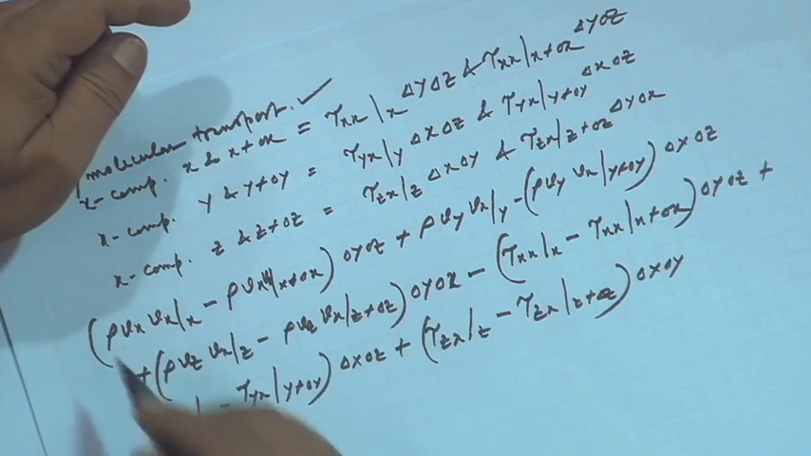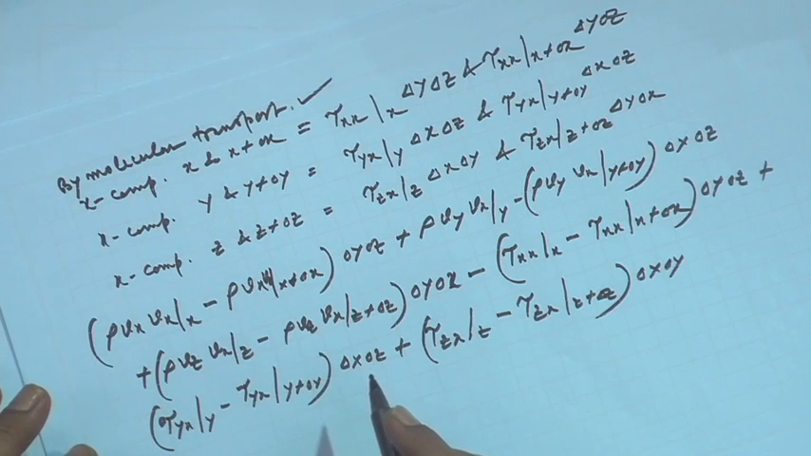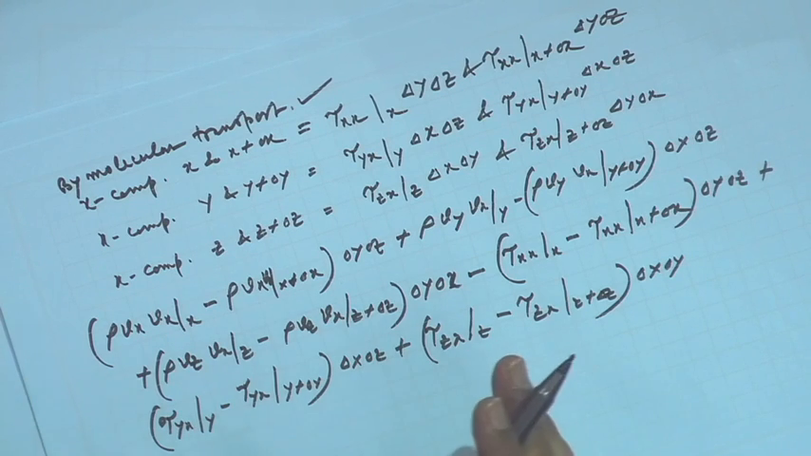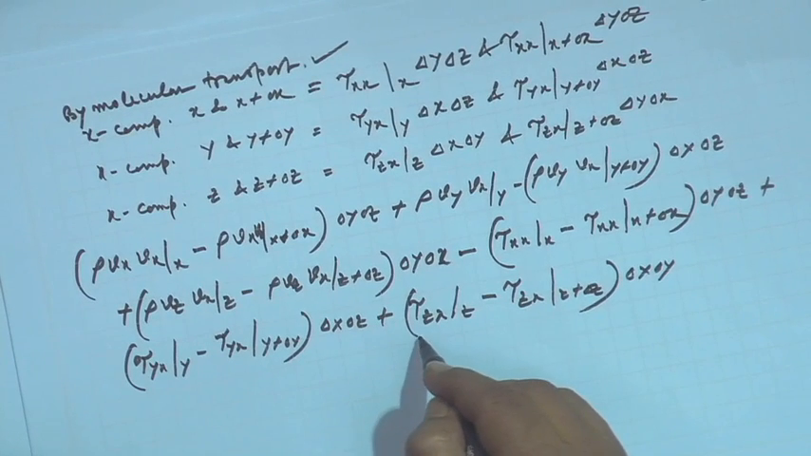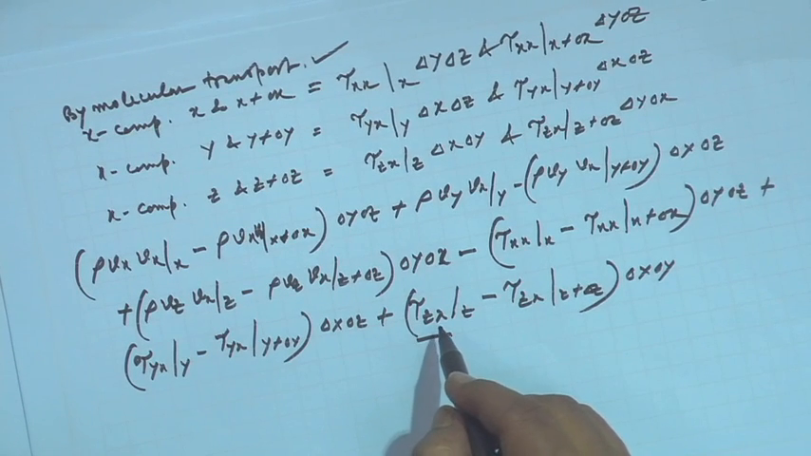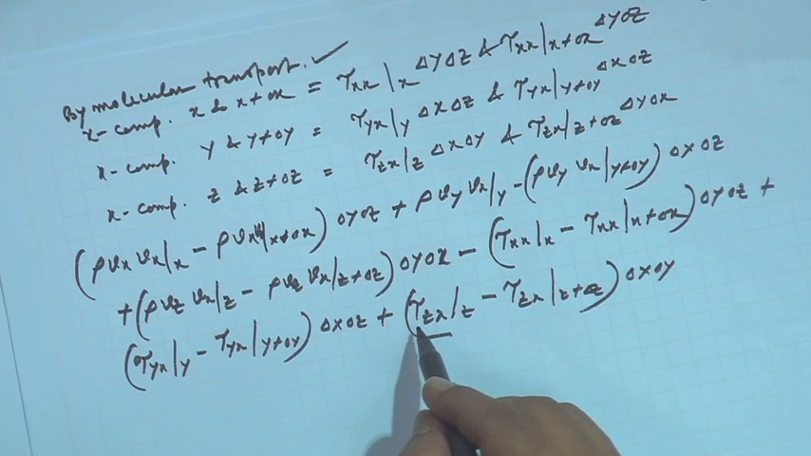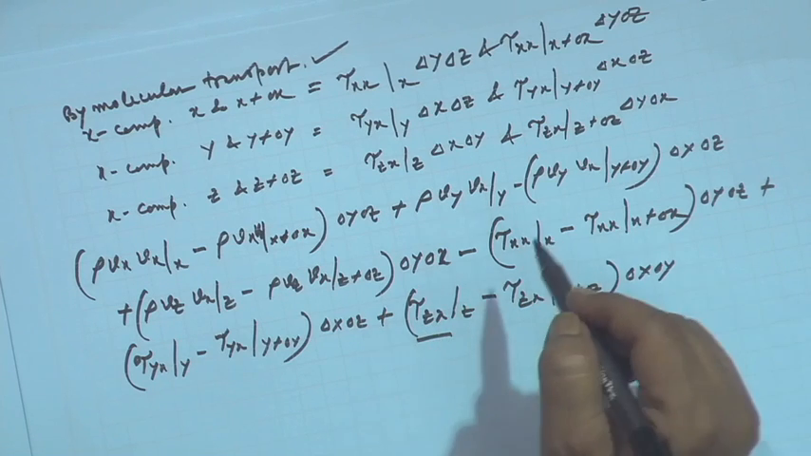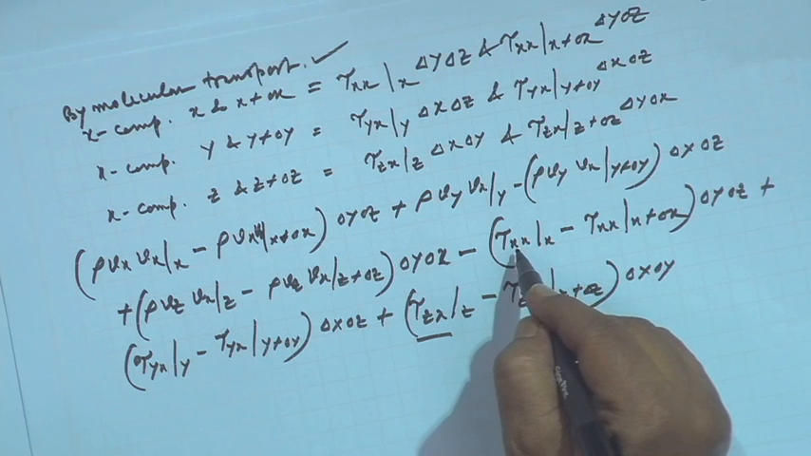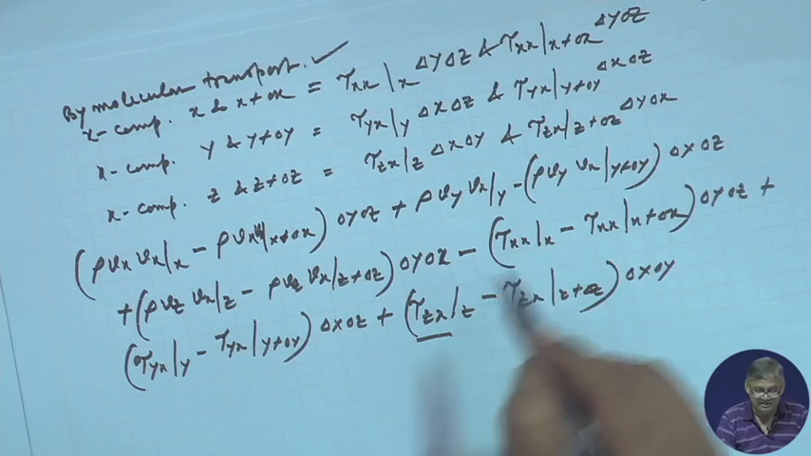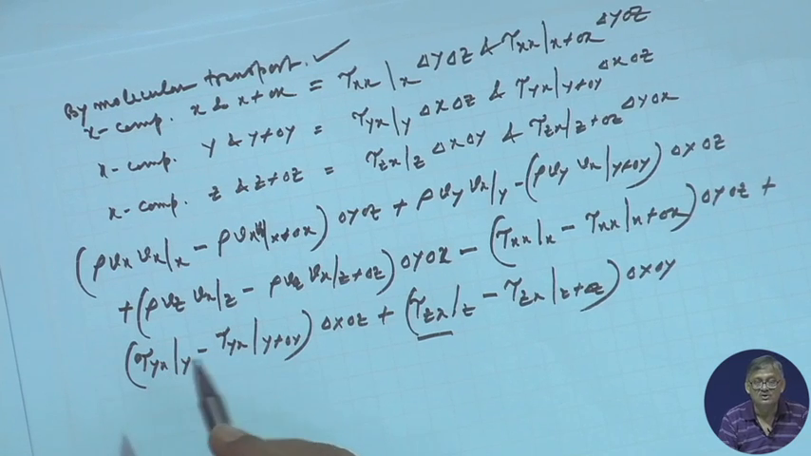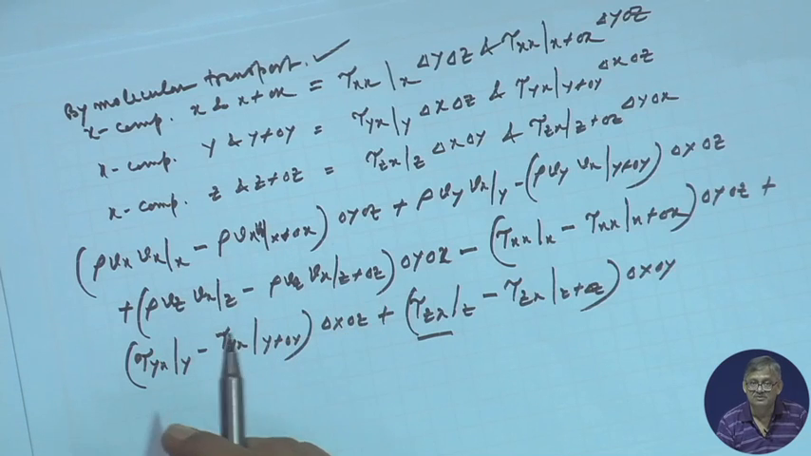So, this is for bulk flow and molecular transport, right. So, tau zx is the x component of the molecular transport acting on the z direction, right, tau xx is the x component of the molecular transport acting on the x direction, and tau yx is the x component of the molecular transport acting on the y direction. This is how it is interpreted. This we have to keep in mind.